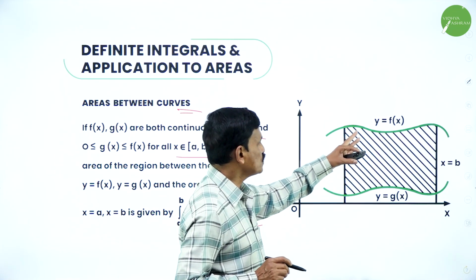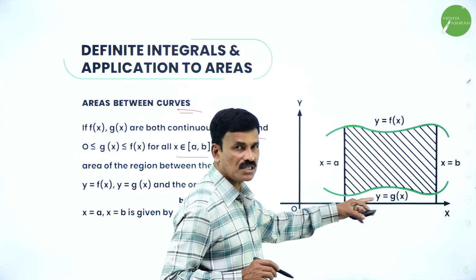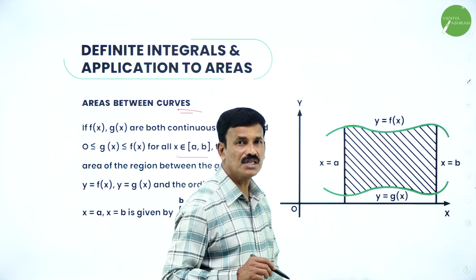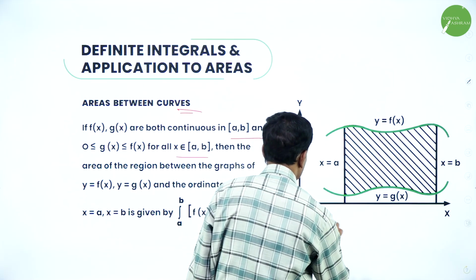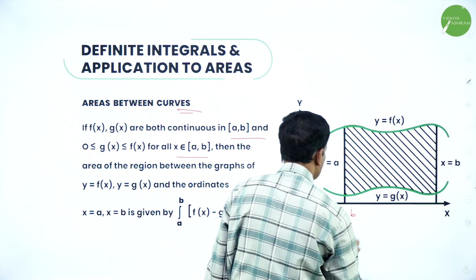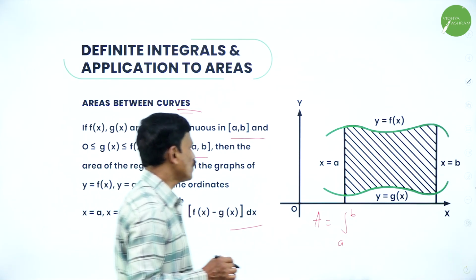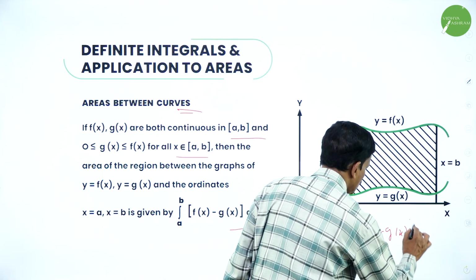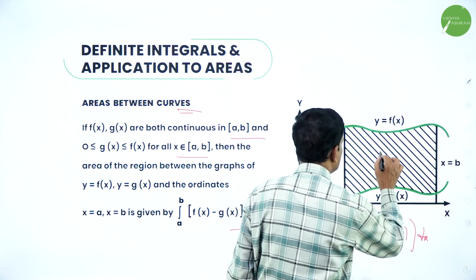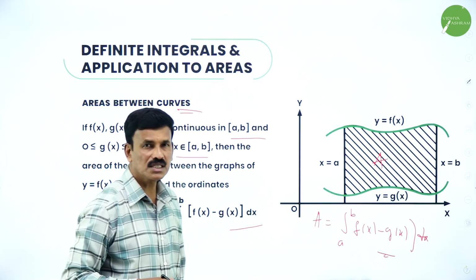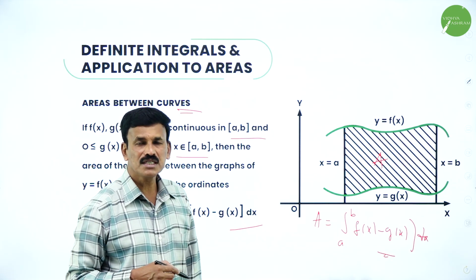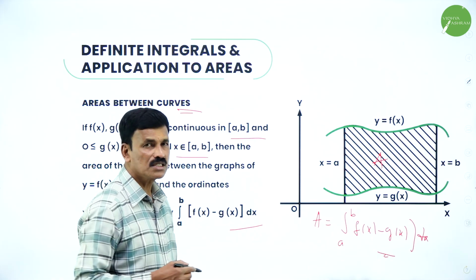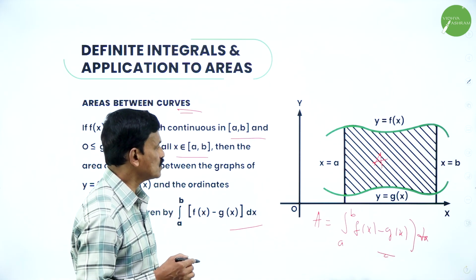Here, suppose y is equal to f of x is one curve and y is equal to g of x is another curve. The area between these two curves between the ordinates x is equal to a and x is equal to b is given by integral a to b of f of x minus g of x dx between the limits a to b, which gives the area of this shaded portion. That's it. This is how we find the area of a curve whenever it is bounded by the x-axis, the y-axis, or lies between two curves, y is equal to f of x and y is equal to g of x.